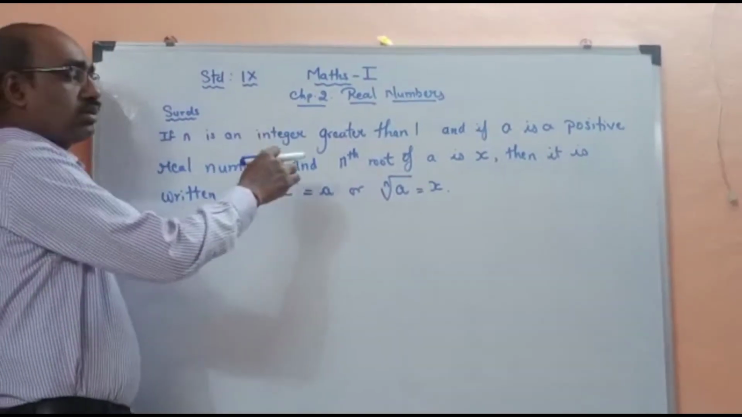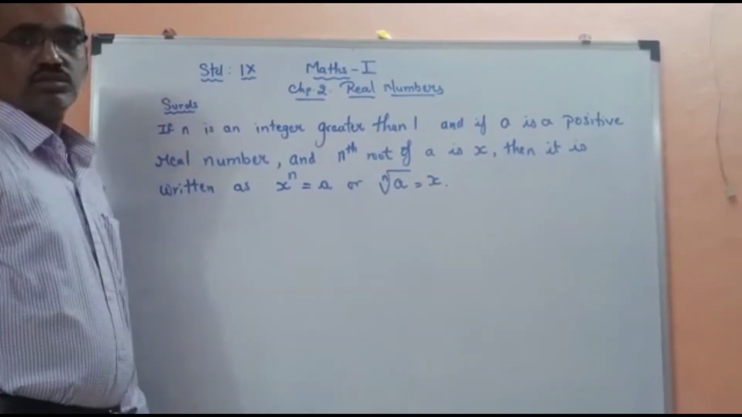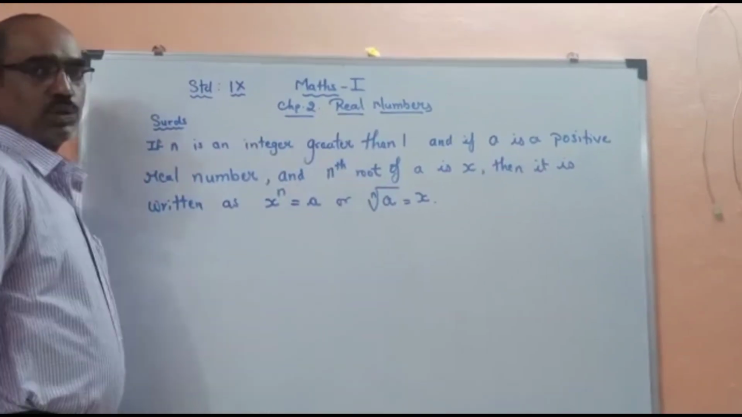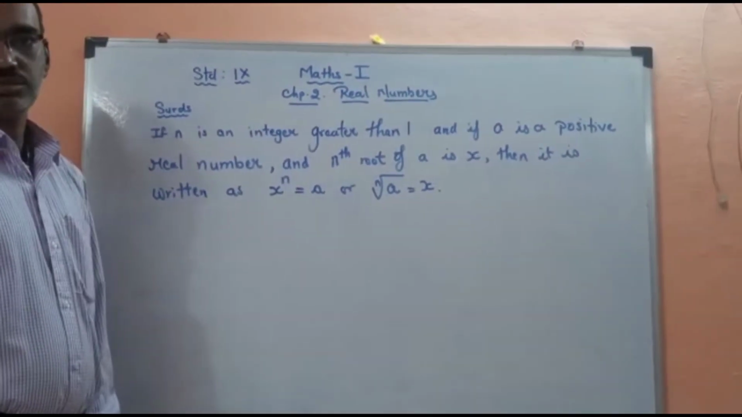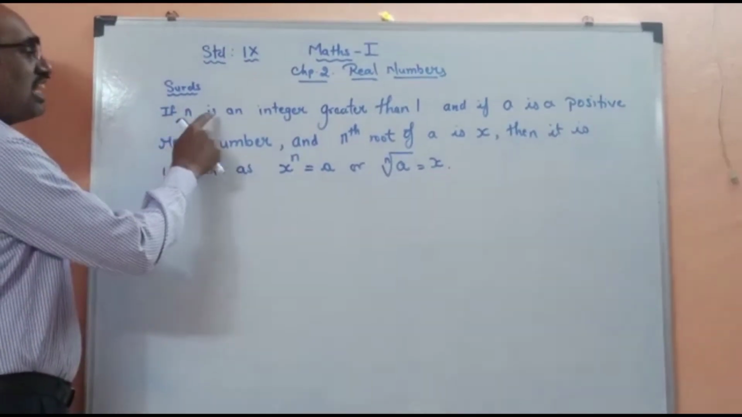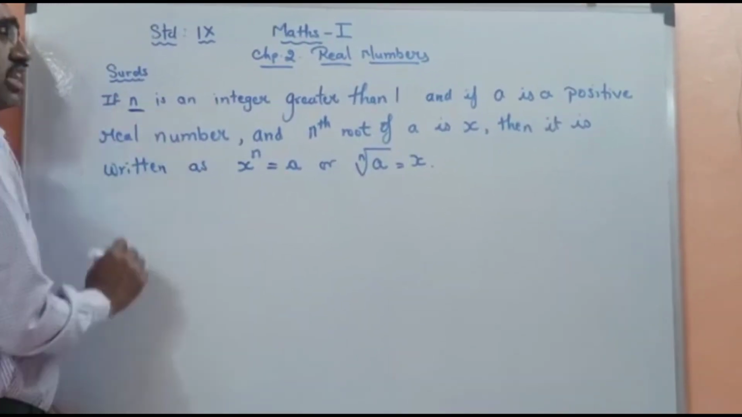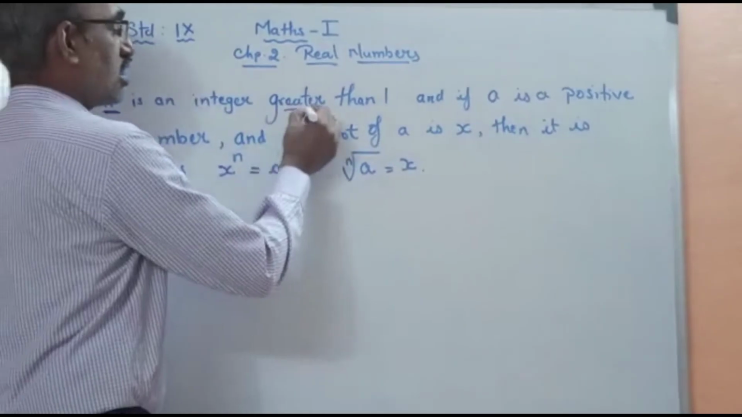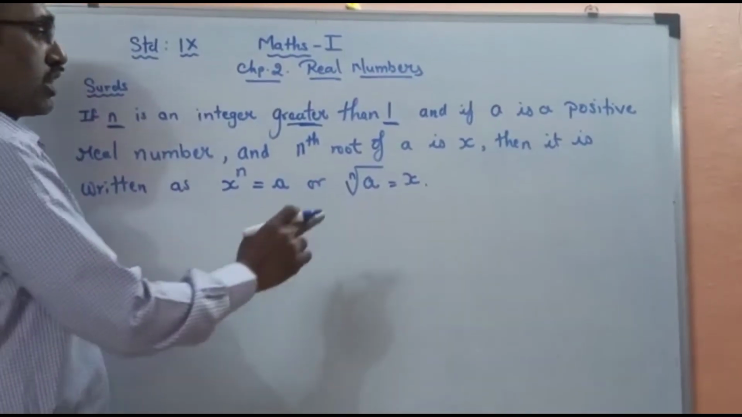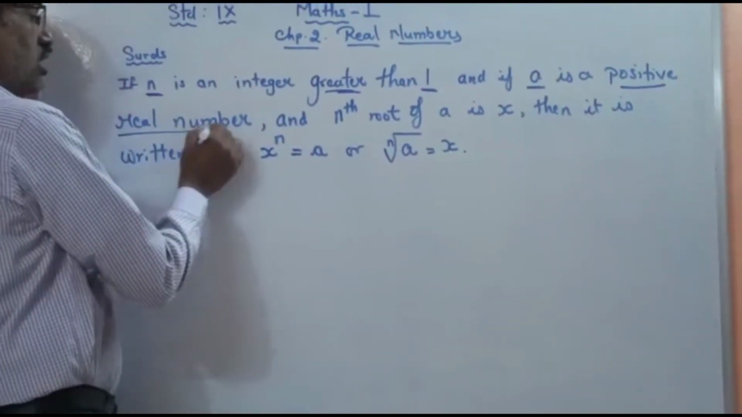We'll continue with chapter 2, Real Numbers, of standard 9, Mathematics 1. In this chapter, Real Numbers, we have a particular topic called surds. What is a surd exactly? If n is an integer which is greater than 1, a number which is greater than 1, and if a is a positive real number.